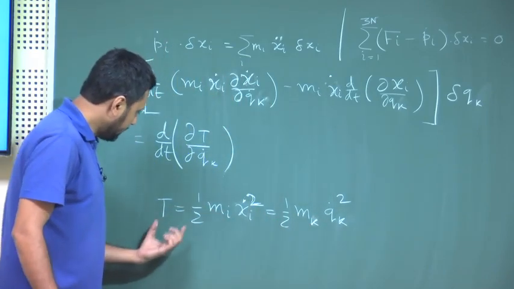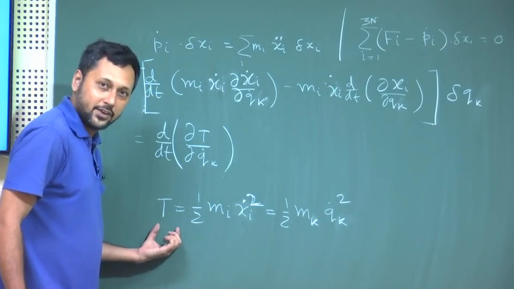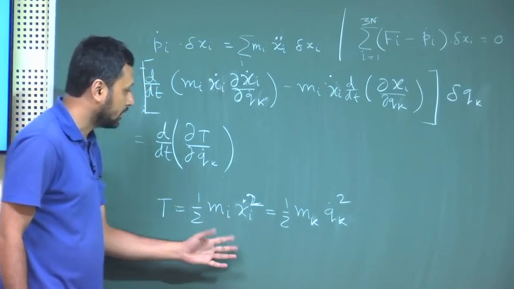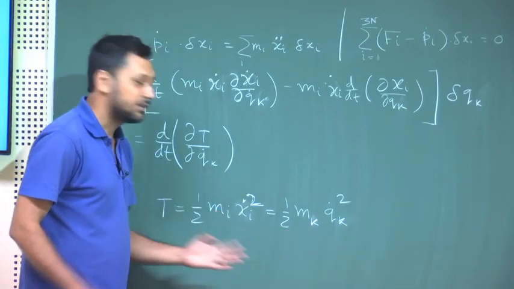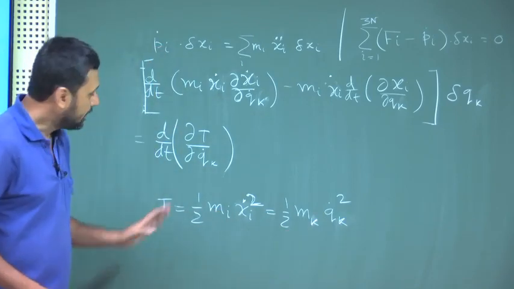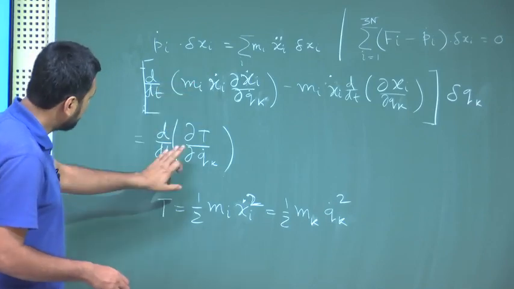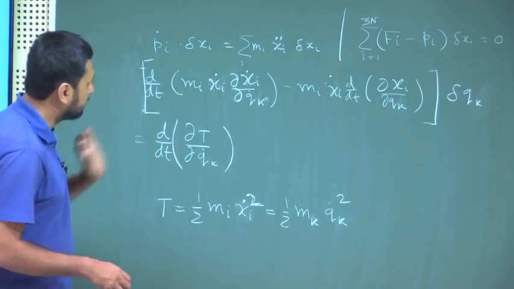The good thing is your kinetic energy is frame independent. So, whether you express it in terms of the Cartesian coordinates or in terms of some generalized coordinates, it does not matter, your T remains your T, the total kinetic energy is invariant. So, the first term can be written in this particular form.